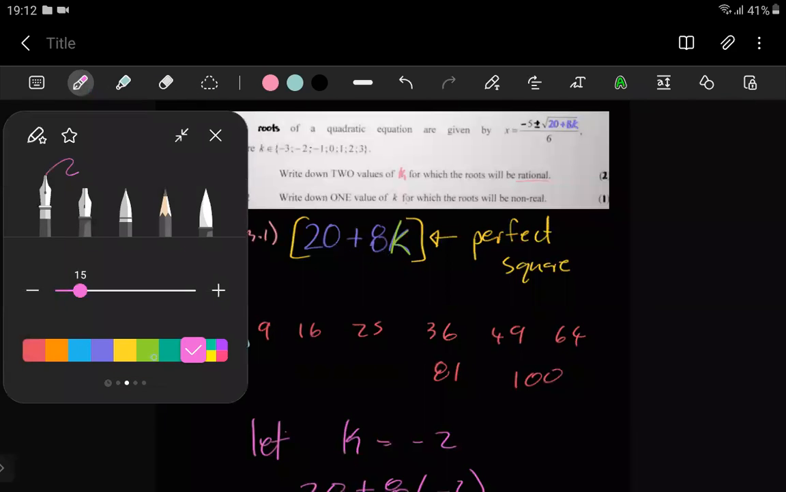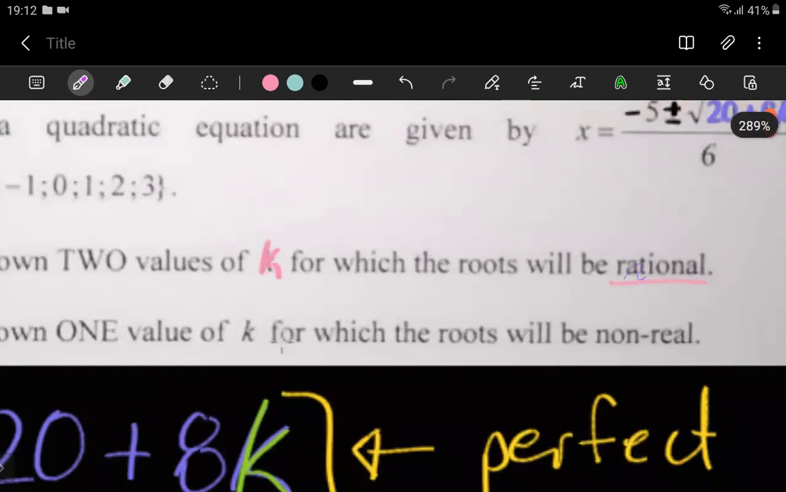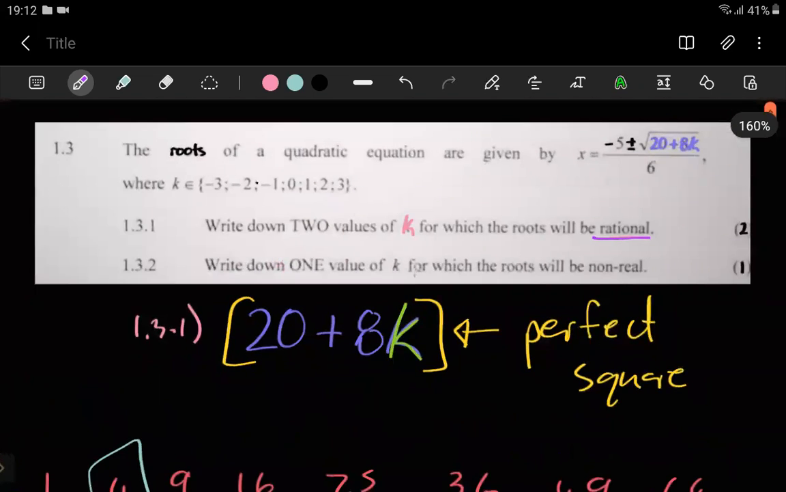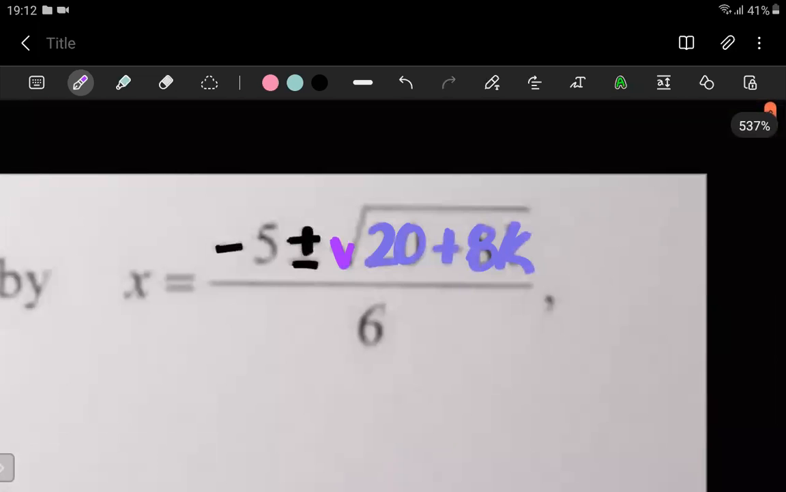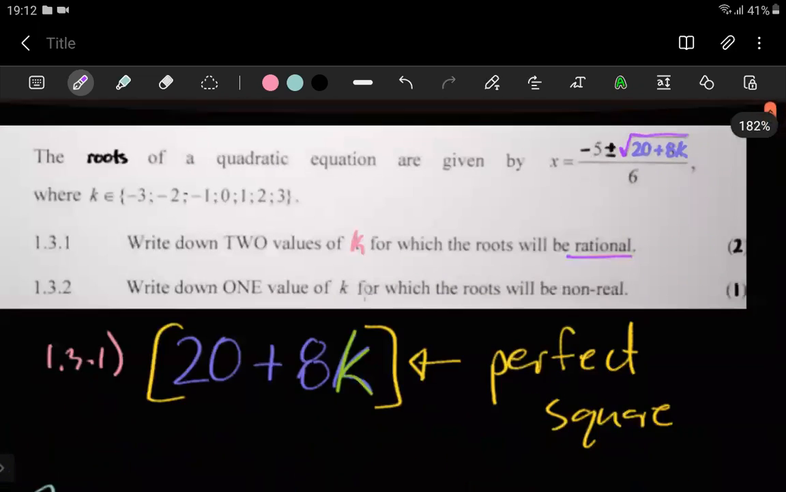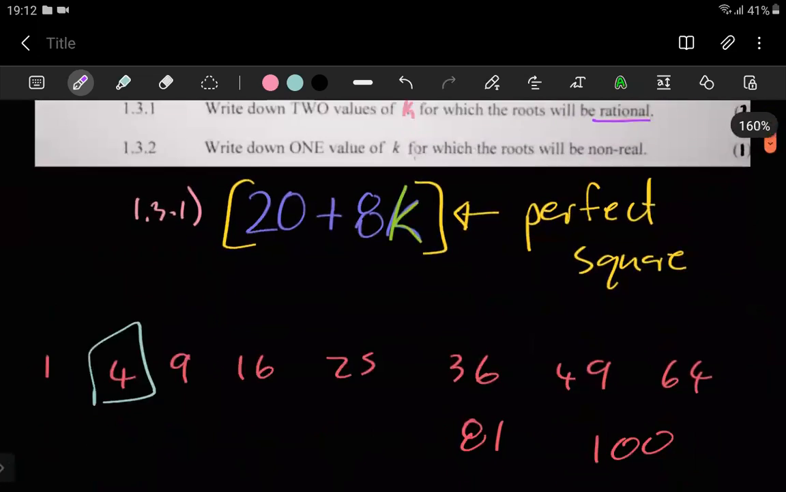So that's one of our answers for this particular question that is talking about where our roots are going to be rational. Because if they're talking about having rational roots, you look at the portion under your square root and you want to find out what can be done for that portion to come out as a square number. So the first thing is we can take k as -2.